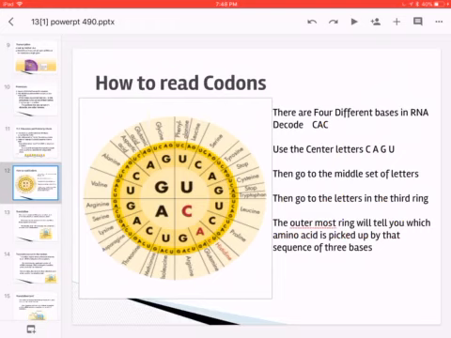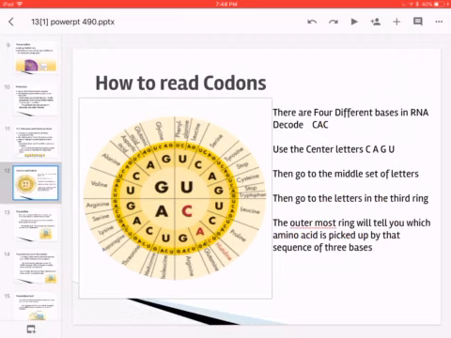There are 4 different bases in RNA: A, G, C, and U. We're going to use the center letters, which are the G, U, A, and C. Then we're going to go to the middle ones, which are a little bit darker yellow. Then we go to the outer ones, which are the darkest yellow.